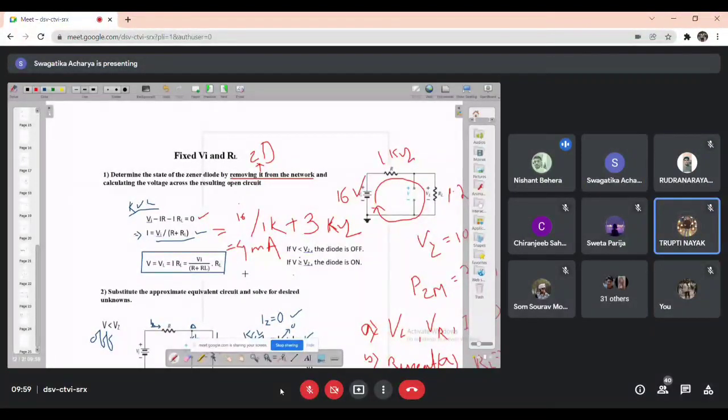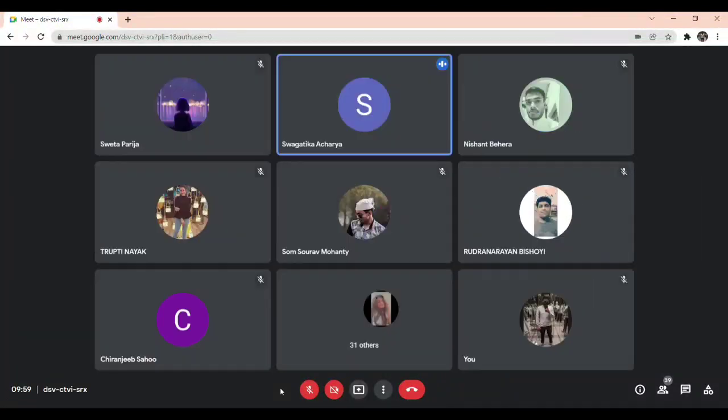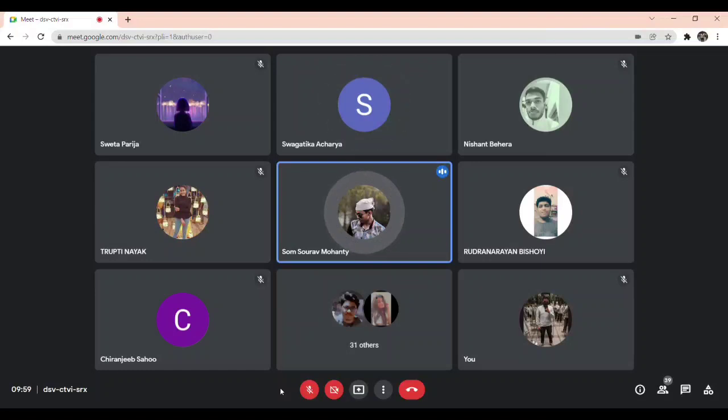Clear, ma'am? Yes, clear. So now go to the second step. Now you have to find out the state of the Zener diode. You are getting 4 milliampere. So what you have to find out? The voltage across the open circuit path. So how much voltage will come across the open circuit? Ma'am, 12 volt.